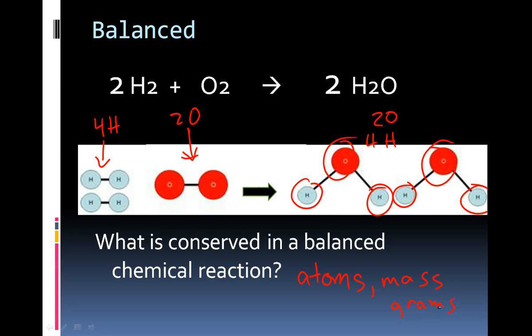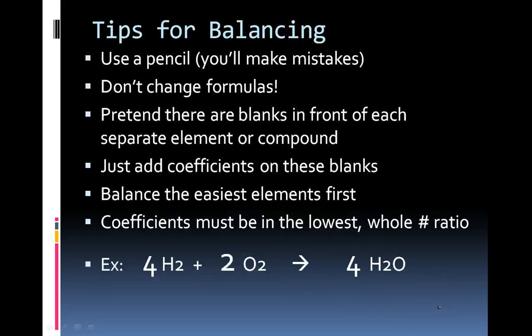That's a big deal. We're going to practice balancing a couple of equations now. But before we do that, just a couple of tips for balancing these equations, reactions. One, you want to use a pencil because you will mess up and you're going to have to go back and try again. Number two, do not ever change the formulas. The little small numbers like H2O, we can't change that little 2. Pretend there are blanks in front of each separate element or compound. We're going to fill in those blanks. That's really all we're going to do. Just add some coefficients on those blanks.